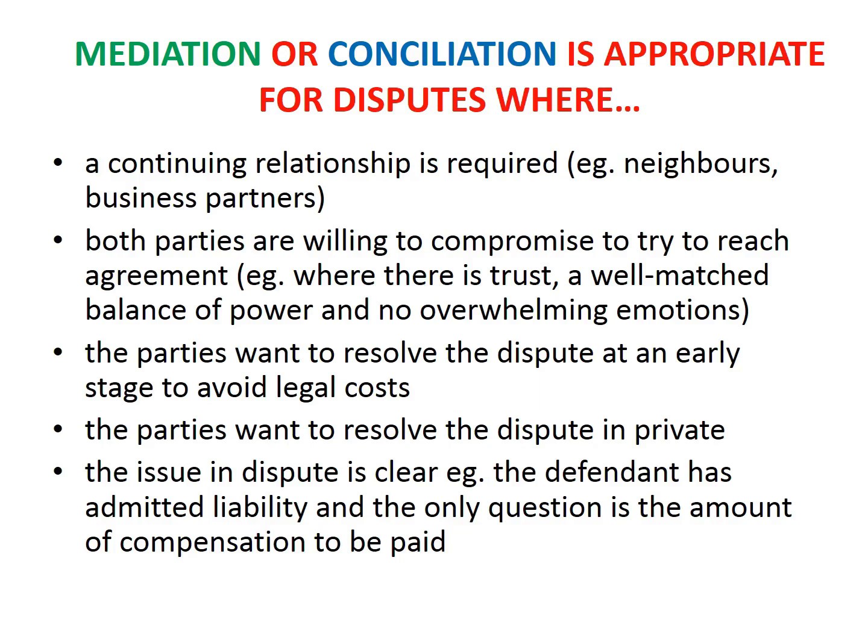The second type of circumstances where mediation or conciliation is an appropriate dispute resolution method is where both parties are willing to compromise. This is necessary because in a mediation or conciliation, the mediator or conciliator does not decide the dispute for the parties. Instead, it's entirely up to the parties to agree a resolution to their dispute. The parties are more likely to compromise and therefore to reach an agreement if they trust each other, if there's not an imbalance of power between them, and if there are no overwhelming emotions, for example, as is the case in a family law dispute.